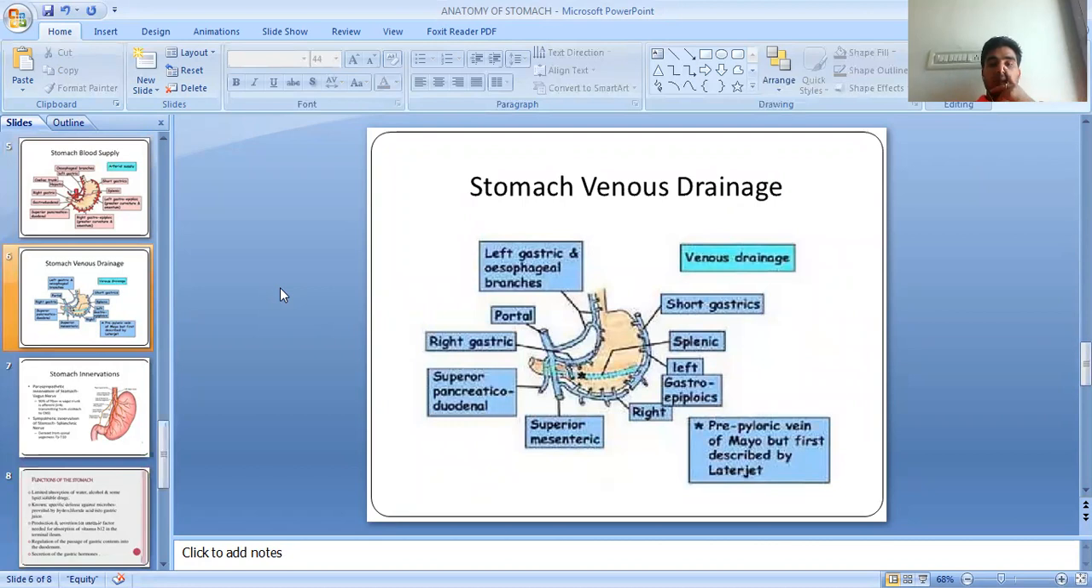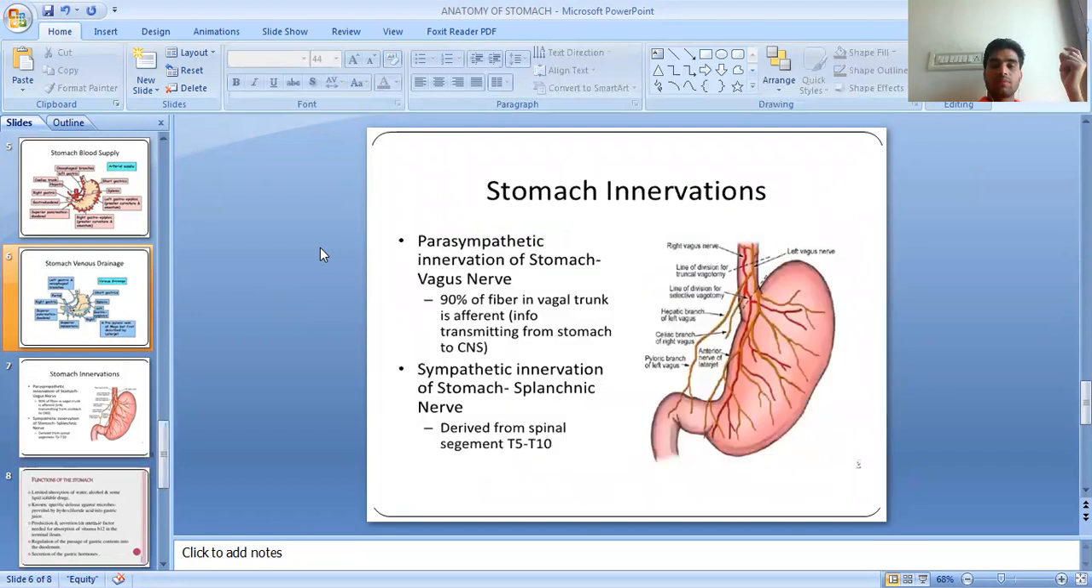Venous blood drainage. Stomach venous drainage means impure blood drains into veins and collects in the heart, then lungs. Short gastric veins, splenic vein, gastroepiploic vein, right gastroepiploic vein, superior mesenteric vein, superior pancreatoduodenal vein, right gastric vein, and left gastric and esophageal branches veins. These are all the venous drainage.